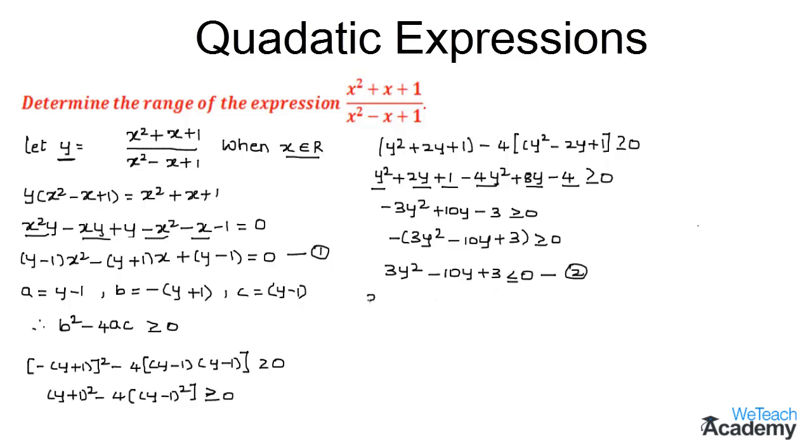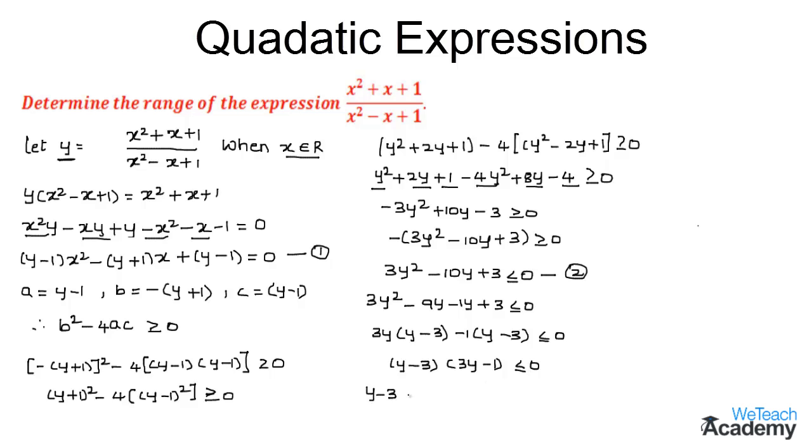On factorizing this inequation, we get 3y square minus 9y minus y plus 3 less than or equal to 0. By taking 3y as a common factor from the first two terms, we get 3y into (y minus 3), and by taking again minus 1 as a common factor, we get minus 1 into (y minus 3) less than or equal to 0. And again if we take (y minus 3) as a common factor, we get (y minus 3) into (3y minus 1) less than or equal to 0.